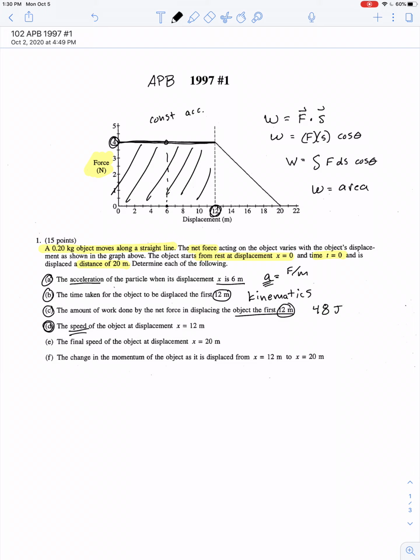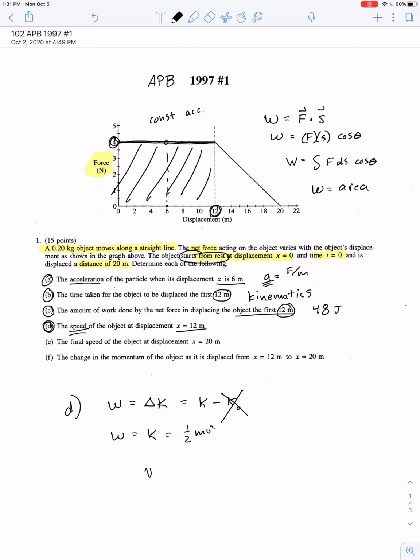Now we're asked to find the speed of the object when it reaches a position of 12 meters. So for part D, we're going to employ the work kinetic energy theorem. Work is equal to an object's change in kinetic energy. Because we were told that the object starts from rest, change in energy is final kinetic energy minus initial, but the initial was 0. So we really have the work is just equal to the final kinetic energy of the object, but final kinetic energy is 1/2 mv squared.